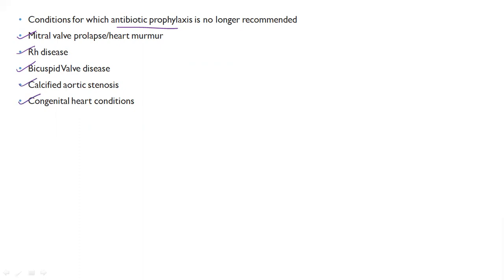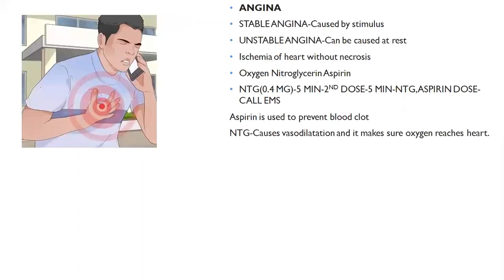I'll be talking about it in detail in my next class. Now coming to angina. Angina can be noticed with pain, or it can occur at rest where you wouldn't feel the pain. Here there is ischemia of the heart without necrosis. Ischemia means lack of oxygen to the heart without the death of the tissue, that is necrosis. Here it is of two types: one is stable and another one is unstable. Stable angina can be caused by a stimulus. Unstable angina can be caused just at rest.